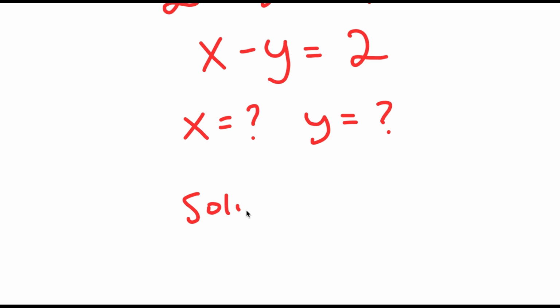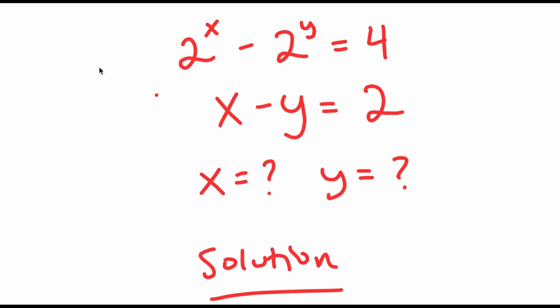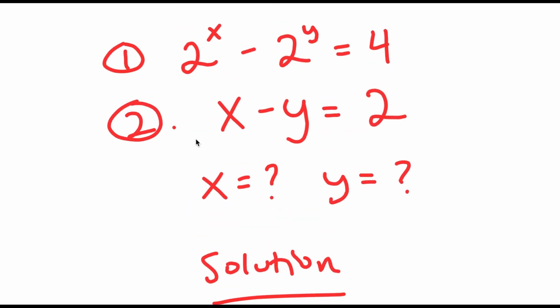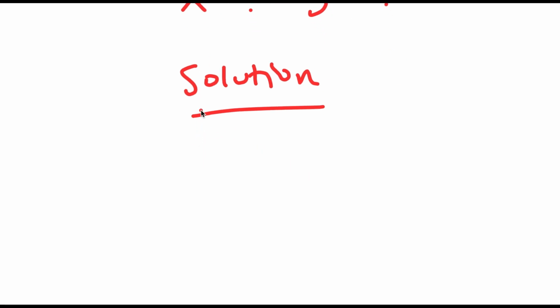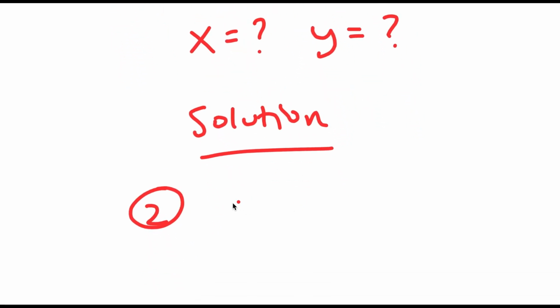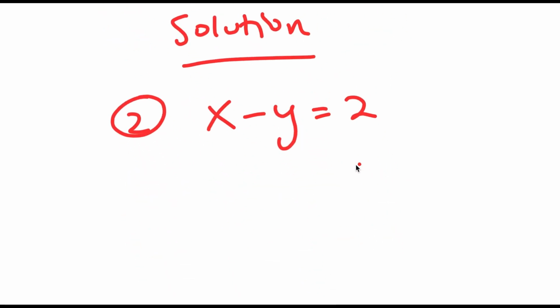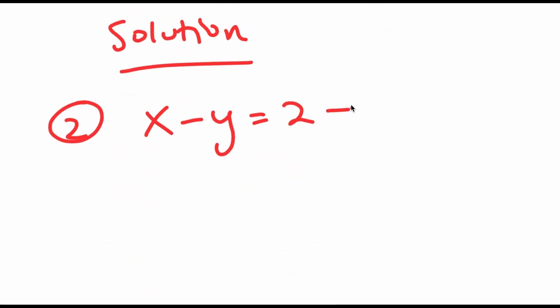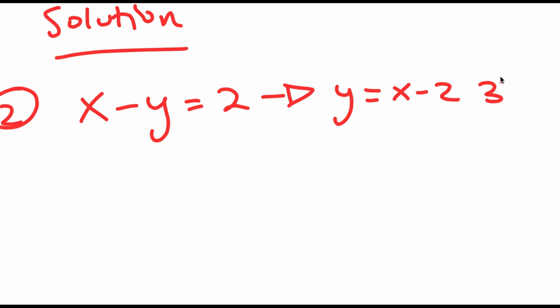So now for my solution, I'm going to label this equation 1 and equation 2. And I'm going to start with ignoring equation 1 and just focusing on equation 2. So equation 2 is x minus y is equal to 2. And what I'm going to do is rewrite this as y is equal to x minus 2. And we're going to label this as equation 3.